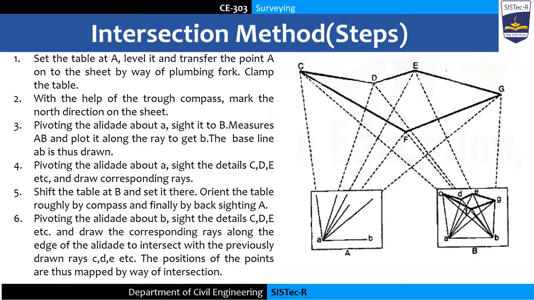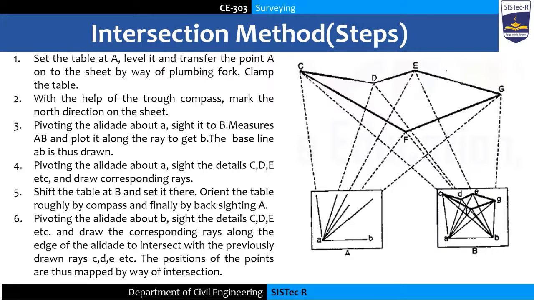Next, pivoting the alidade about A, sight it to B, measure AB and plot it along the ray to get B. The baseline AB is thus drawn. So first what we will do, we will draw this line AB. I have kept the table at station A, I have sighted towards B and I have drawn this line AB to the scale. So this is known as the baseline for the traverse.